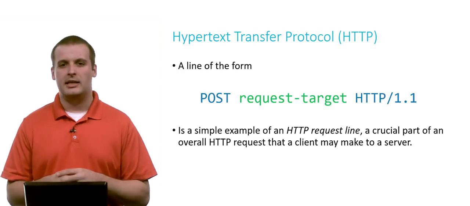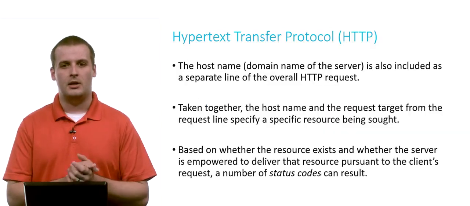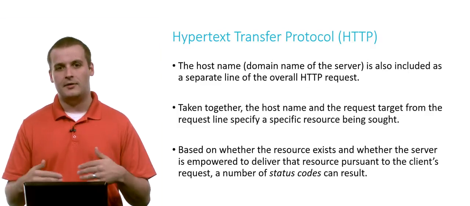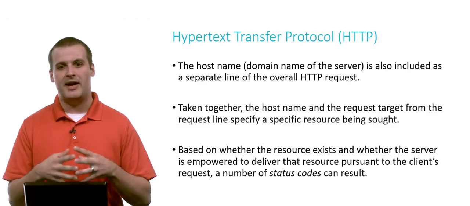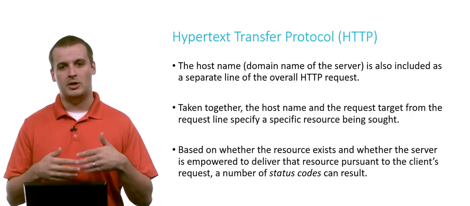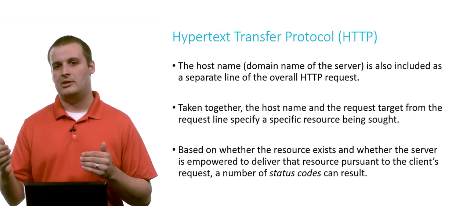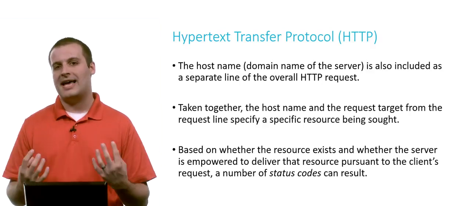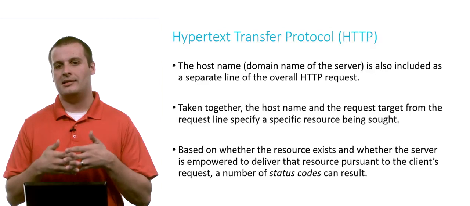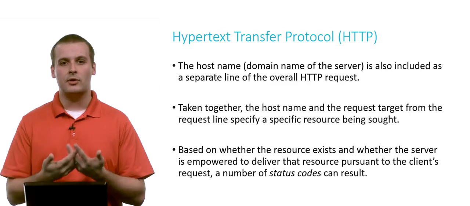And then request target is what page on the host's server you would like to get. As I said, that host name is a separate line, usually the second line of the overall request. And so taken together, the host name and the request target specify a specific resource being sought. In our 404 example a second ago, I was asking again for www.cats.com, cats.com being the host. And in my request line, I said /cats.html. That was my request target. So overall, I was asking for the contents or the resource located at www.cats.com/cats.html.